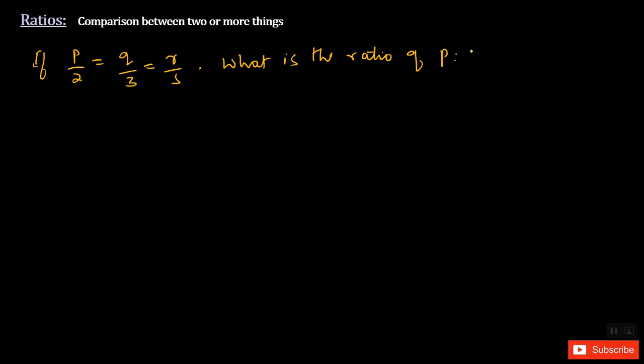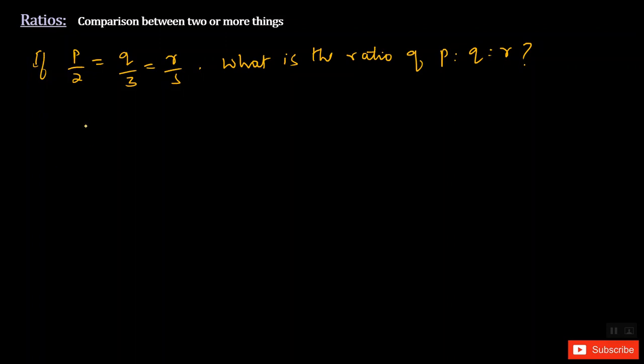Okay, sometimes you may also expect a question in this way: if p by 2 is equivalent to q by 3 is equal to r by 5. Now they may ask you, what is the ratio of p is to q is to r? So this is very simple.